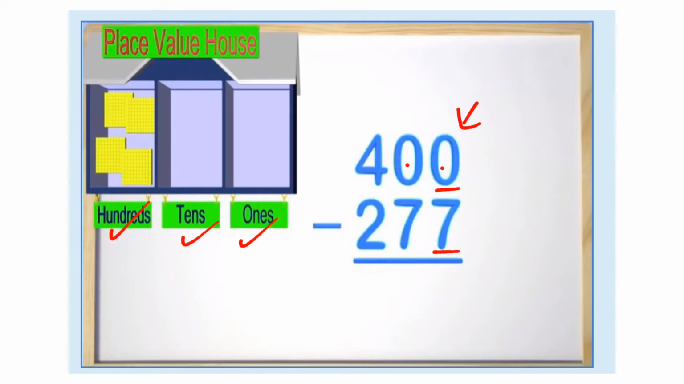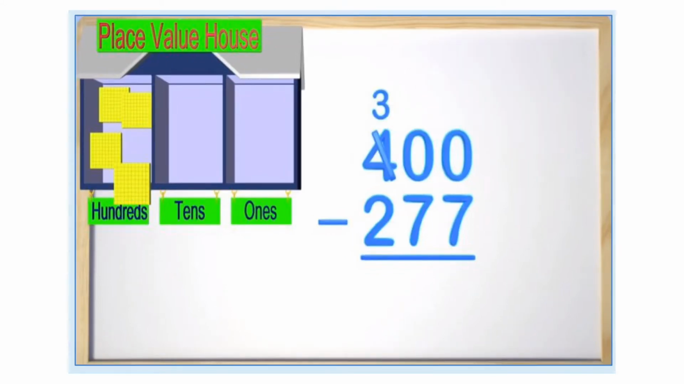What number is in the tens place? 0. Can I borrow from the 0? No. Where should I borrow from next? I need to go to the hundreds place. So first, I regroup 100. Now I have 300. And the tricky part here is that the 100 I regrouped, I cannot take straight to the ones. I have to go down the line.